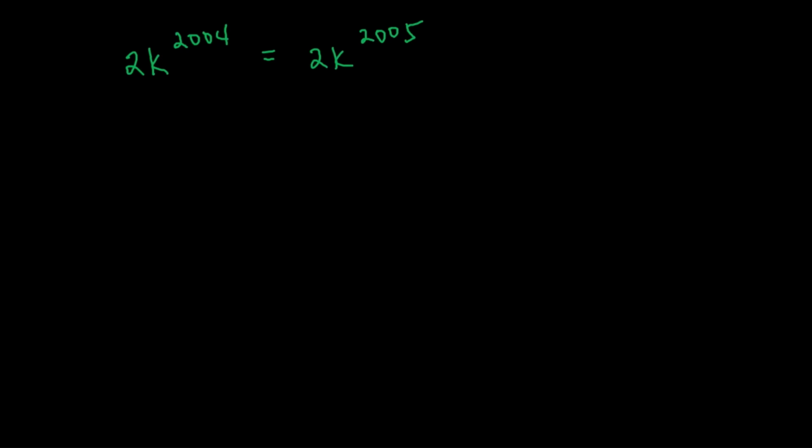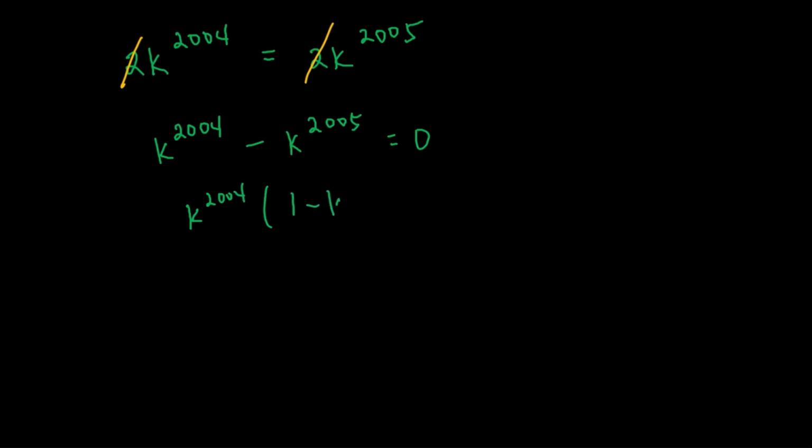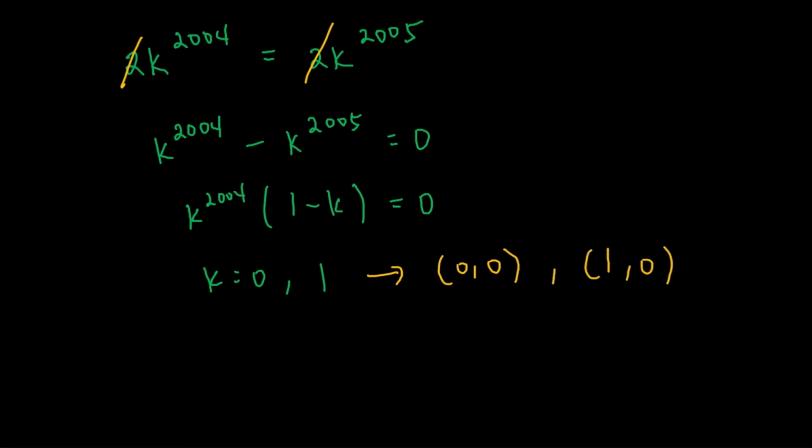I could cancel out the 2 because 2 is not 0. So I'm going to move everything to one side: k raised to 2004 minus k raised to 2005 is equal to 0. Factor out k raised to 2004, so times (1 minus k) is equal to 0. Solving for k, I get 2 values. k is either 0 or 1 and no other possible values. Since x and y are both equal to this real number k, that corresponds to having 2 solutions, (0,0) and (1,1).